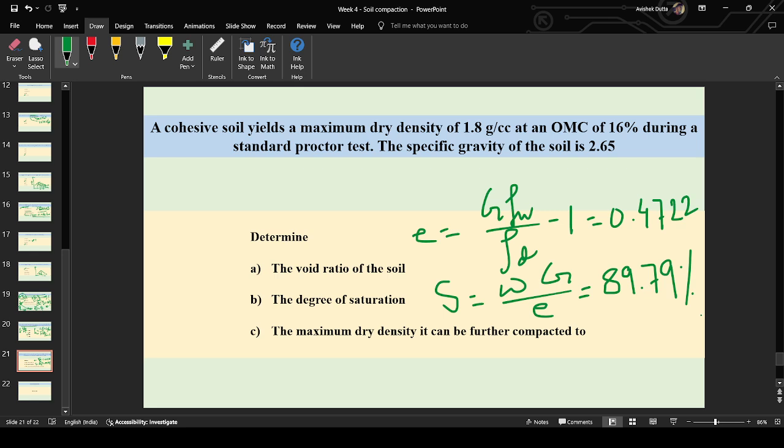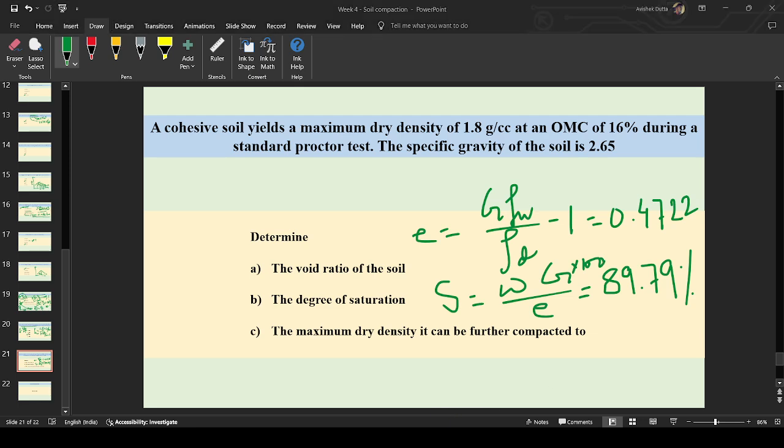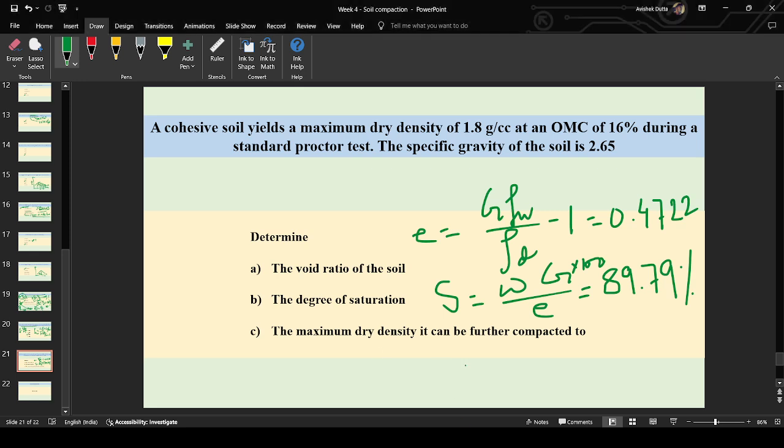So the degree of saturation is moisture content multiplied by specific gravity divided by the void ratio. We get it as a fraction, so obviously we multiply this value by 100 to obtain the value in percentage. 89.78. Yes. Now the maximum dry density.